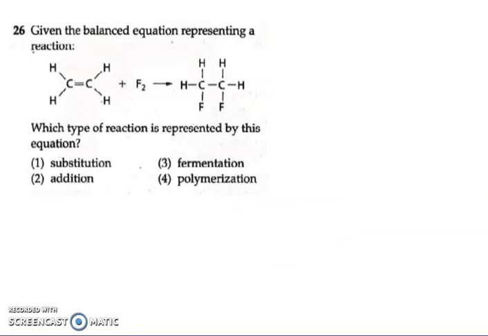26 says, given this equation, what's going on? Well, remember, we have a double bond right here. There's your double bond. That means it's unsaturated. And what type of reaction goes with unsaturated when you're putting something onto it? That tells you right there, because you only have one product.